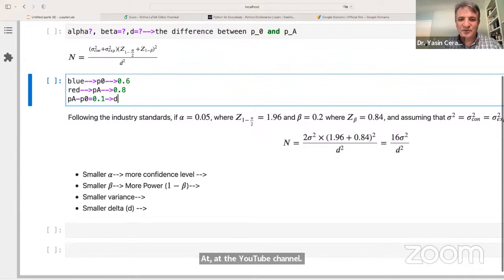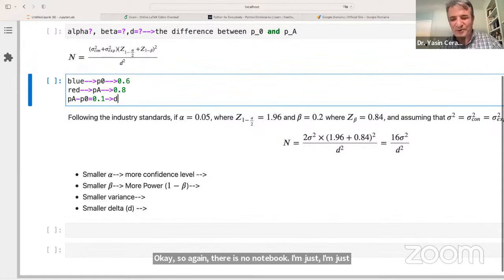Okay, so again, there is no notebook. I'm just typing. I will just type the code in a minute. There is no data or any code that you need to have to follow this class today.